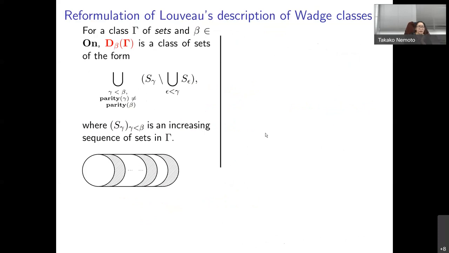And what is a Wadge class? I used Louveau's description of Wadge classes for a class Γ of sets and an ordinal β. The difference hierarchy is a class of sets of this form. So we take an increasing sequence of sets, take the differences, and take the union. This is just a picture for that, and this is the usual definition.